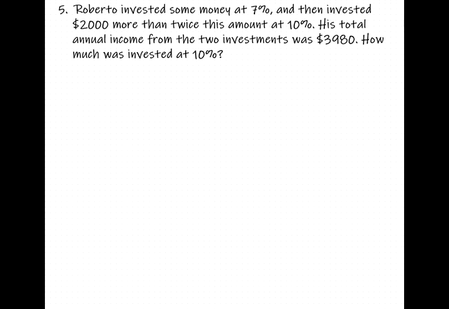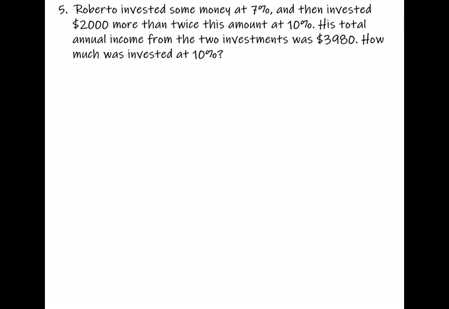Roberto invested some money at 7% interest and then invested $2,000 more than twice this amount at 10% interest. His total annual income from the two investments was $3,980. How much was invested at 10%?